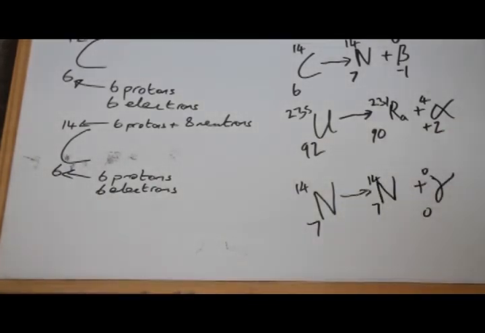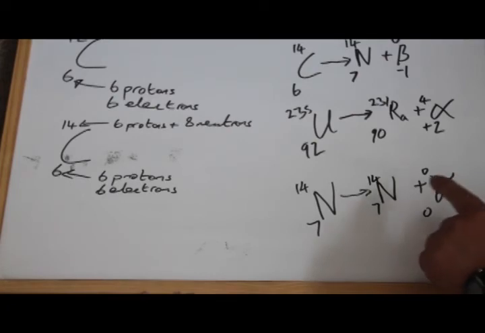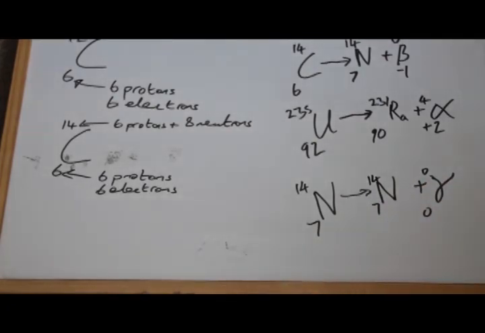Easiest piece of math you're ever going to find. 14 is equal to 14 plus 0, 7 is equal to 7 plus 0. So, you need to remember that the number at the top is the number of protons and neutrons, and that can vary depending on whether or not you've got an isotope. You need to remember that the bottom number is the number of protons, and if you don't have an ion, it's also the number of electrons.